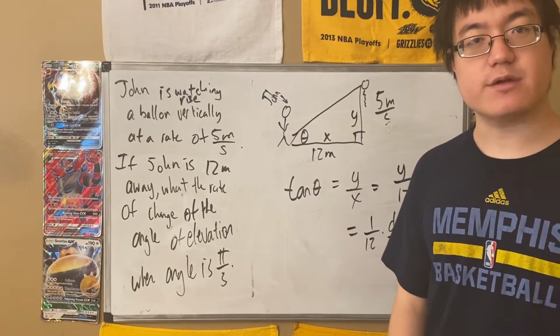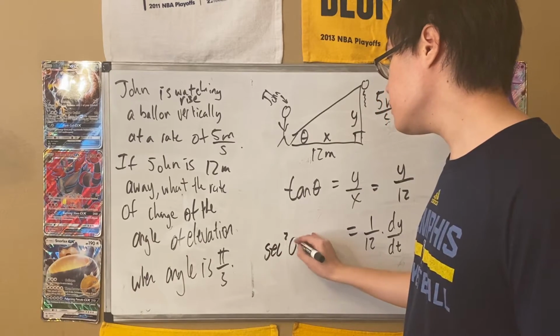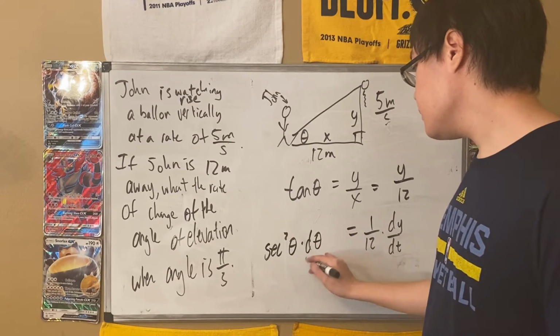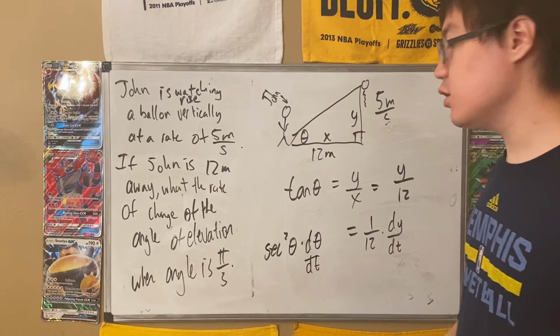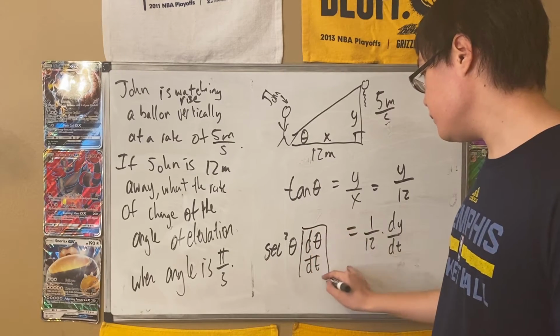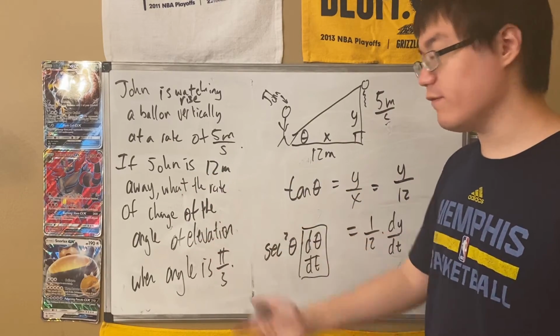Then what's the derivative of tangent of theta? Well, that's going to be secant squared of theta times d theta dt. So what are we going to try to find? Well, it looks like we're trying to find d theta dt because we're trying to find the rate of change of the angle of elevation.